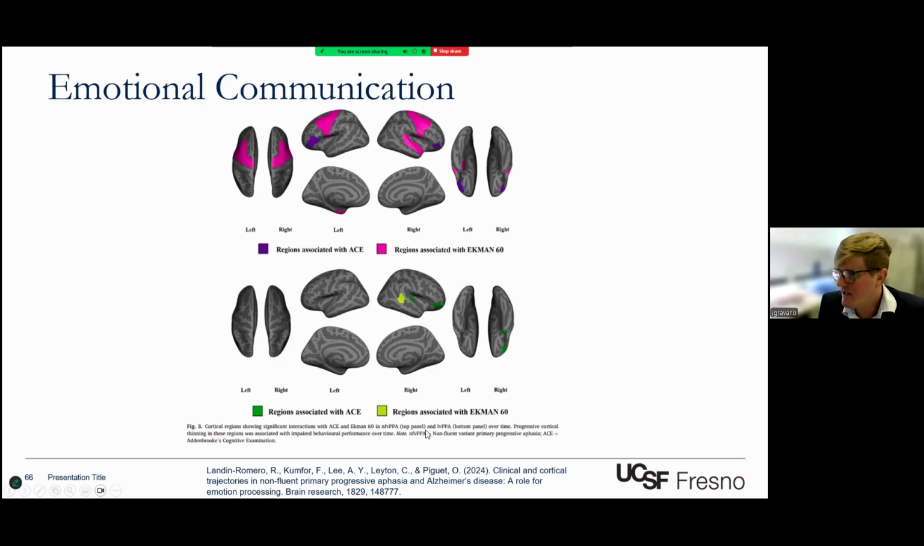So the top panel here is non-fluent, right? So again, you have that frontal predominant change. And then the bottom is logopenic. And so what you're seeing is the regions associated with Ekman, which is the emotional processing, there's a right hemisphere association with areas that are, again, homologous to language networks in the left hemisphere that probably underlie this emotional communication problem, but it varies by the syndrome.